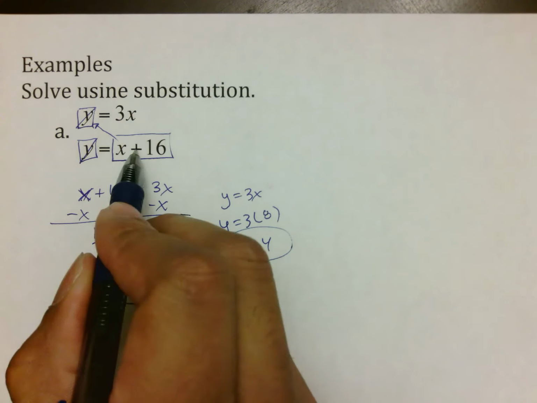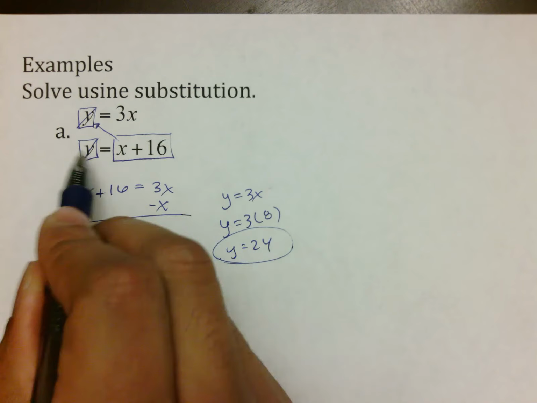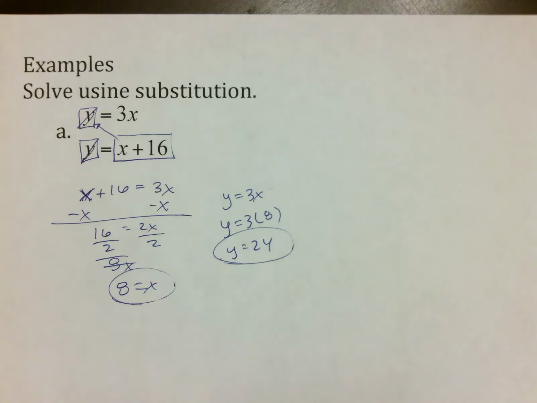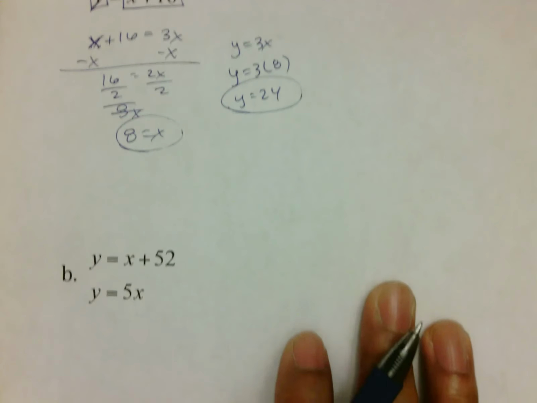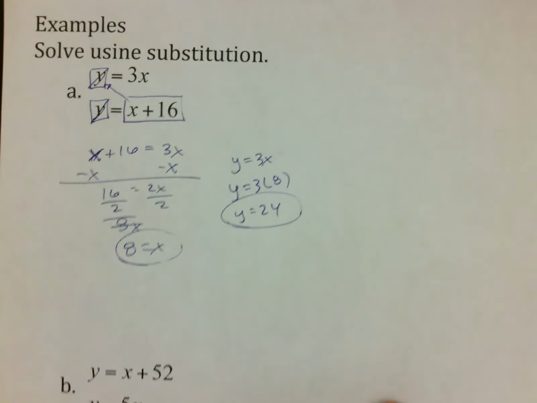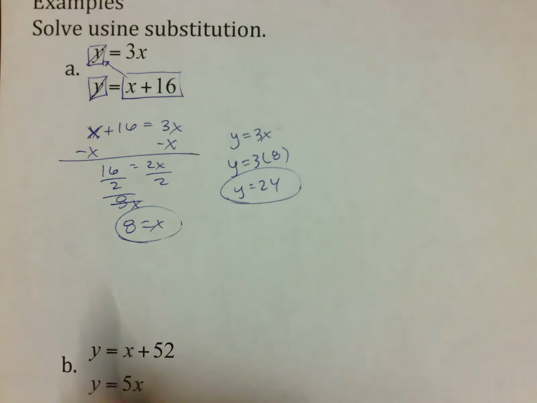Once you know that this is equal to y, and once you see a variable by itself, you can plug that variable in for something else. You can even do it. These two are just set up the opposite way, just to show you that even though I plugged x plus 16 in for y, it would have worked if I would have plugged in the 3x.